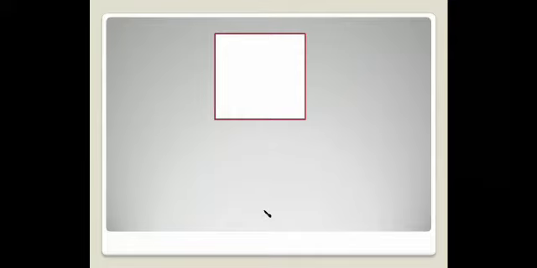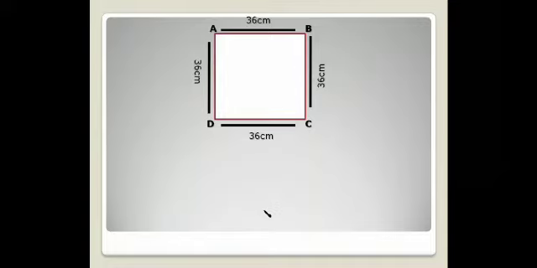Now we'll do one more example for square. So here it is ABCD. Here you will use the formula to solve the sum. So measurement is 36 centimeters. So all the four sides will be 36 because it is a square. So perimeter is equal to 4 into length units. So 4 into 36 centimeters. Units here it is centimeters.